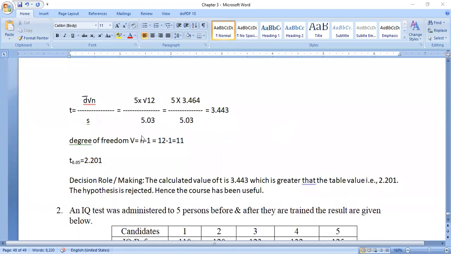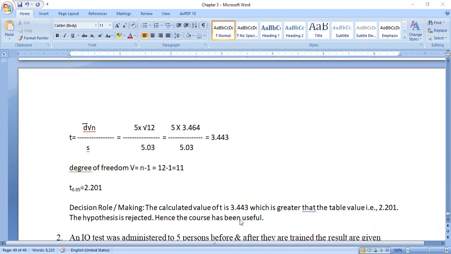Okay, then after getting the d bar value and s value, we are going to implement all the values into the formula. So you observe the values here. T is equal to, what is the principle? T is equal to d bar into under root n. D bar value is 5, already the value is there. Then under root n, that is 12. S value is 5.03. So T is equal to 5 into under root 12, that is 3.464, divided by 5.03. This is the calculated value. The T calculated value is 3.443.